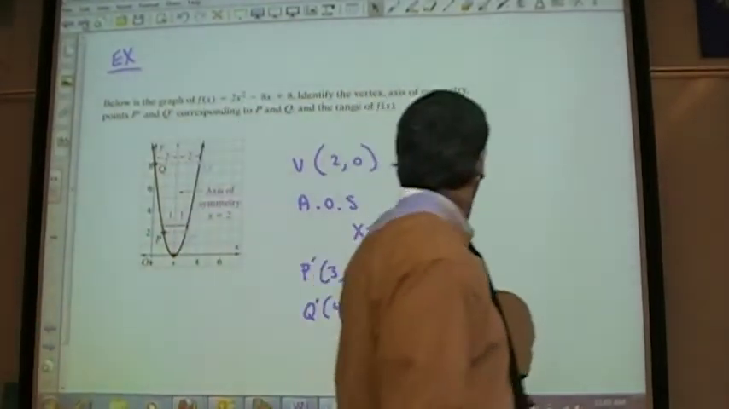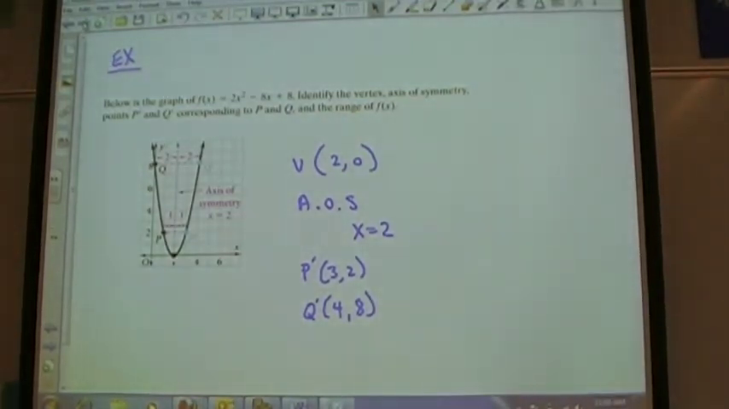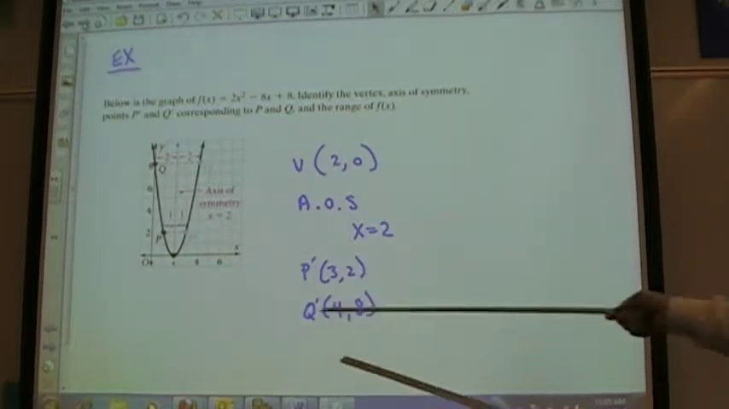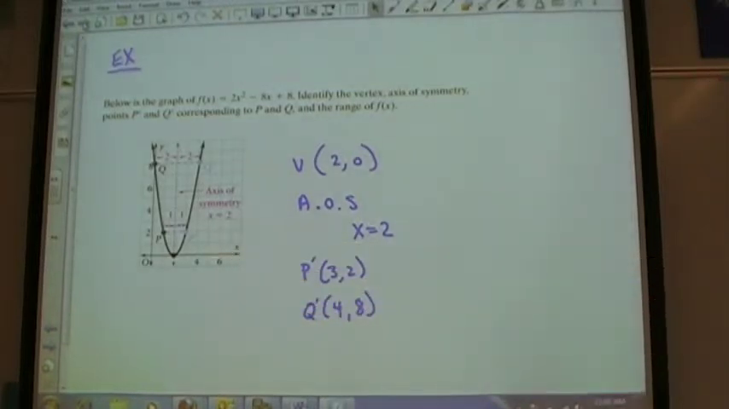Now, the last part of the question, I don't have the answer up here. What is the range? What's the definition of range? What's the definition of domain? Domain is the x values, range is the y values. So what's your smallest y value in this graph? 0. What's your largest? Infinite. So your range, you can write it like this: range is y is greater than or equal to 0. All numbers greater than or equal to 0 is how you would write it.